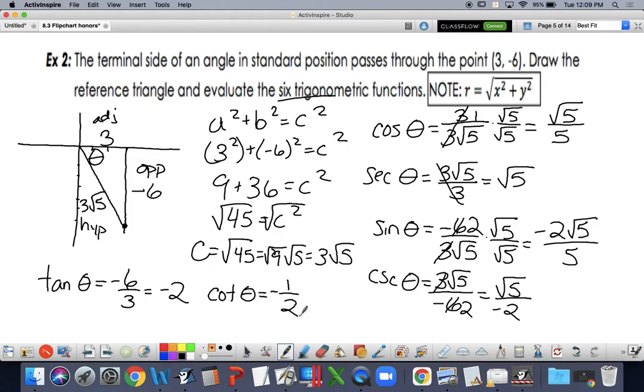We had to understand reference angles. We had to understand Pythagorean theorem. We had to know what was going to be positive, what was going to be negative. And we will talk eventually about how we can shortcut some of these ideas about what things in which quadrant are going to end up being positive or negative. Questions? Okay.